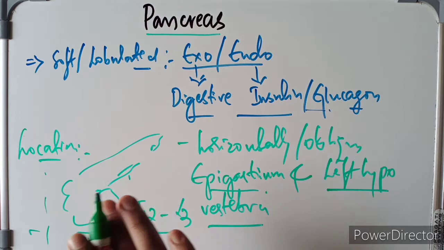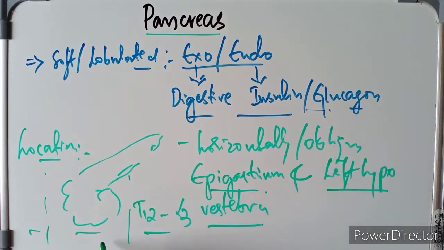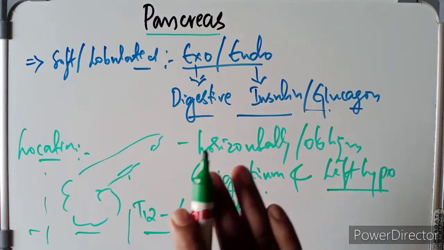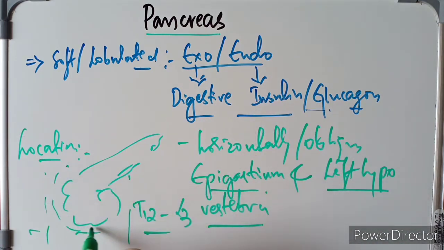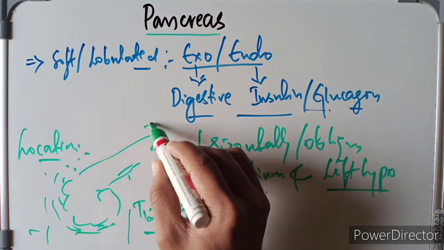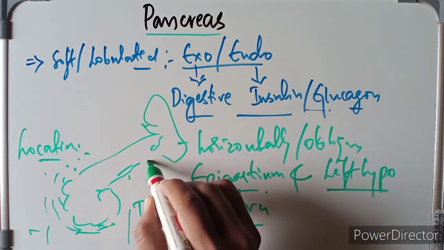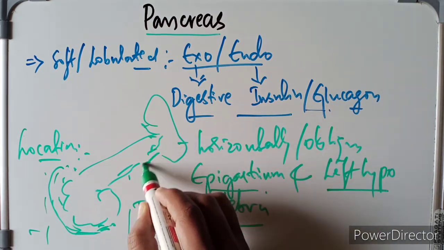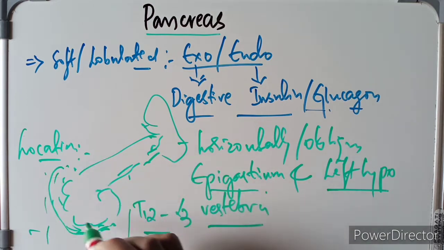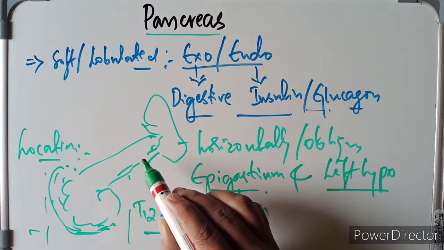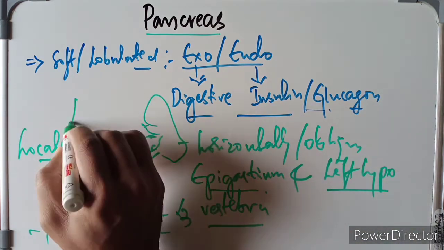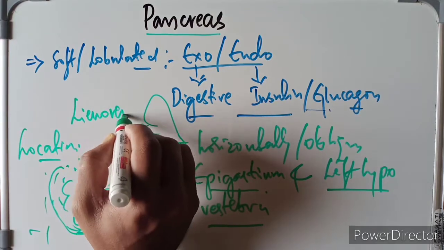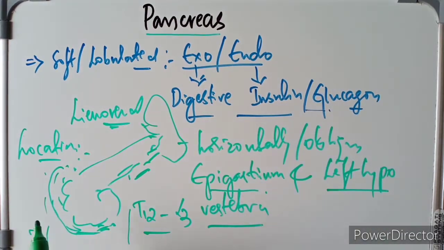So the pancreas lies more or less horizontally on the posterior abdominal wall in the epigastric and the left hypochondrium regions. It crosses the posterior abdominal wall obliquely from the concavity of the duodenum to the hilum of the spleen. Here we have the spleen. The greater part of the gland is retroperitoneal, behind the serous floor of the lesser sac. Its left extremity, the tail, lies in the lienorenal ligament. So this is about the location of the pancreas.